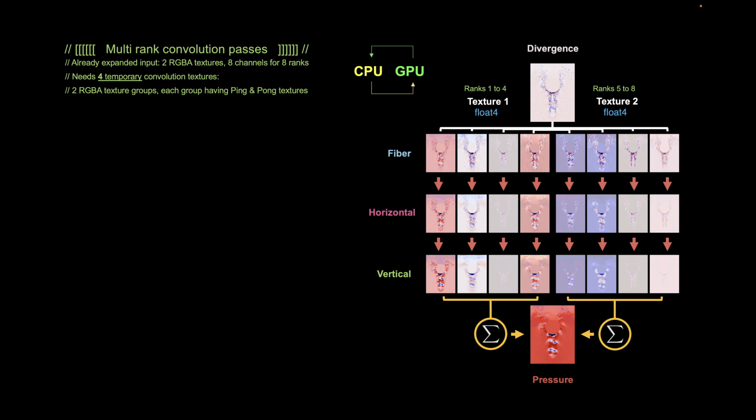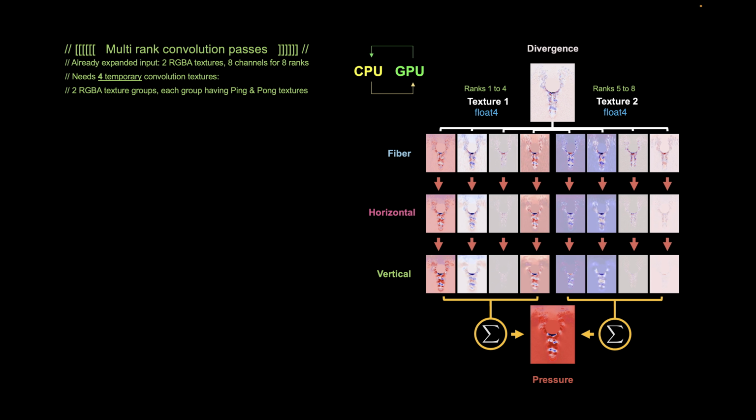A full convolutional pass of the Poisson filters involves convolving in 3 directions for a 3D domain: fiber or depth, horizontal and vertical. It's important to feed each pass with the output of the previous pass. A common mistake we have seen in adopting our method is to use the divergence as the input for all passes. So you want to be careful about this part.